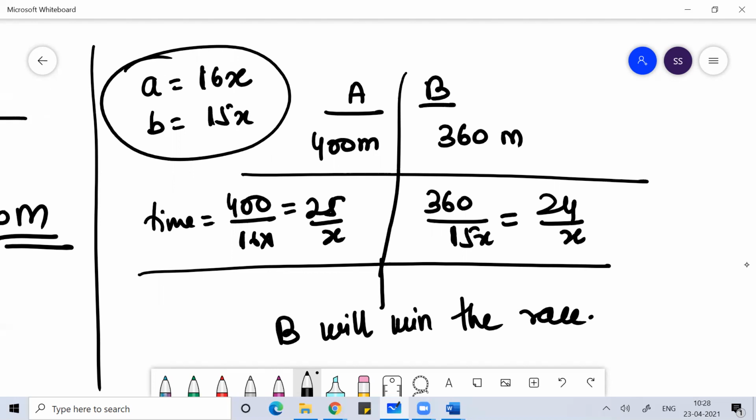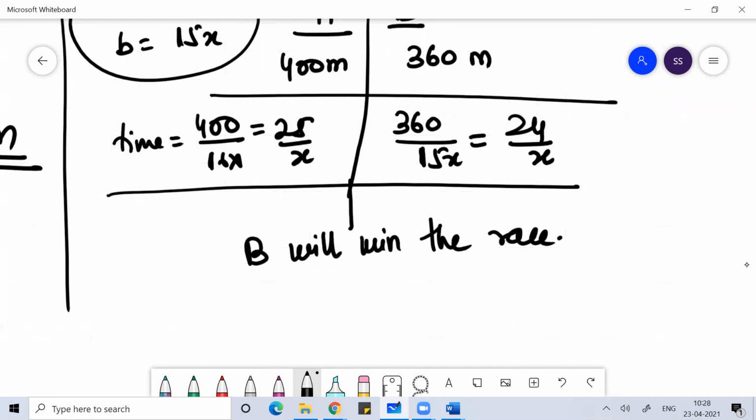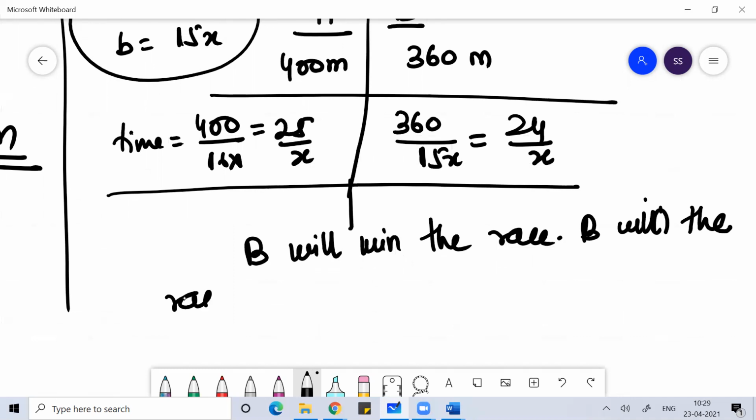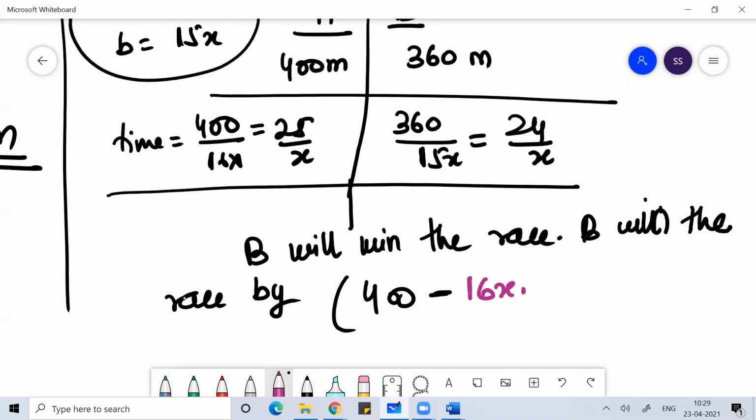So now the question comes: by how many meters will B win the race? B is reaching the finishing line in 24 by x seconds. So B will win the race by 400 minus what? The speed of A is 16x, and in 24 by x seconds, how much distance would A have covered? So by 400 minus that much distance, B will win the race.